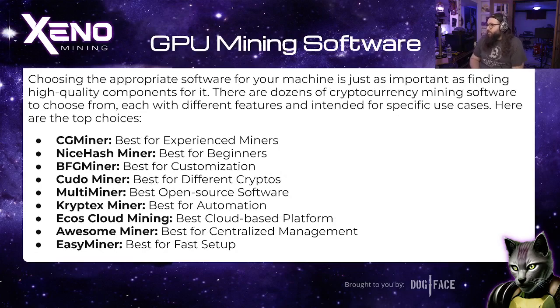Let's take a look at some of this software. Choosing the appropriate software for your machine is just as important as finding high quality components for it. There are dozens of cryptocurrency mining software to choose from, each with different features and intended for specific use cases. Essentially, hardware is nothing without software. And software is just a set of instructions for hardware to take action on, right? So if you have better software, you could technically make your hardware work better for you, right?